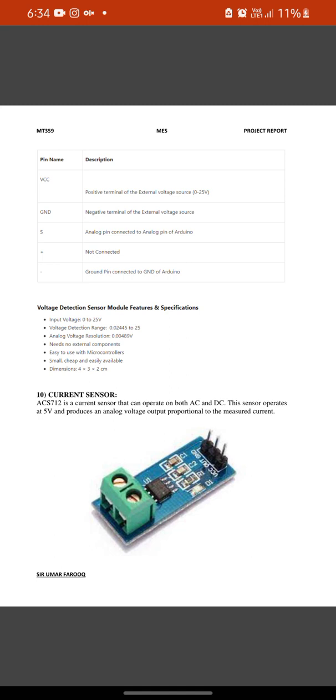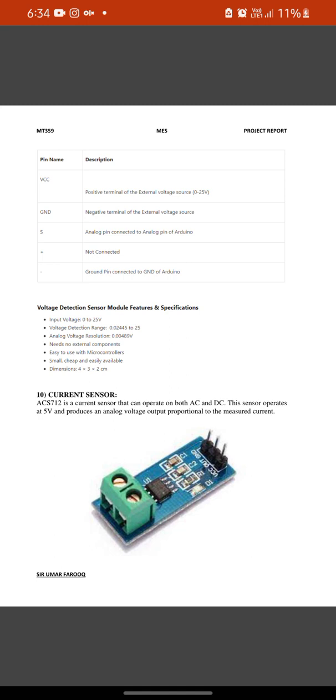Input voltage is 0 to 25. The voltage detecting range is 0.02445 to 25 volts. The analog voltage resolution is 0.00489 volts. It is easy to use with a microcontroller, small, cheap, and easily available.